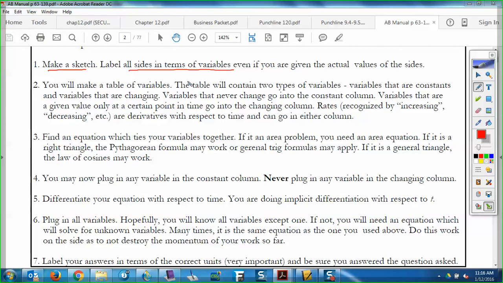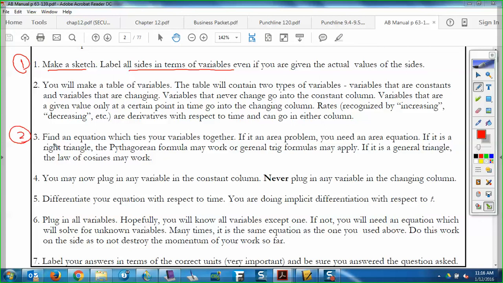So you have the variable column, the constant column. Now, they also talked about, when you're talking about increasing, decreasing, another thing to keep in mind is if it's decreasing, it's negative, like we talked about at the beginning. So make sure you do that as well. Okay, so I think that would be my step 1.